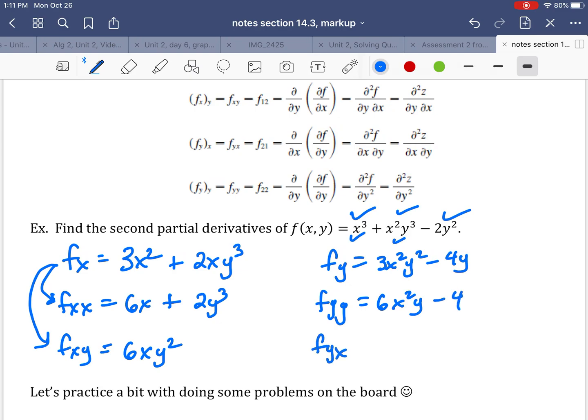Then fyx would be, I would take this guy up here and do the derivative with respect to x. So this first part would get me 6x, and the y would stay as y squared. The back part is a 4y, so I don't care about that, so that's just 0. Do notice this: they are the same. We'll talk about that in a minute. And next class, this thing down here, we are going to do some of these problems just to practice a little bit. Okay? All right, we're almost done here.